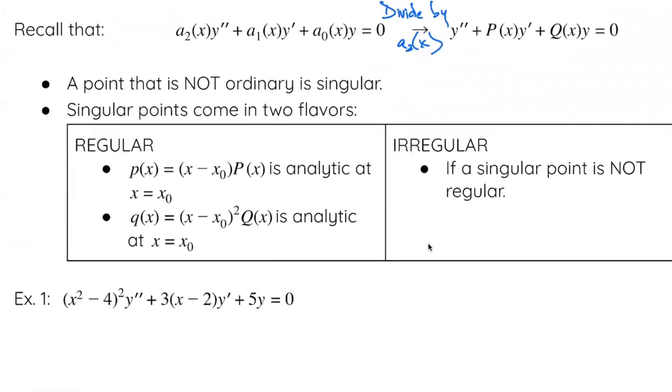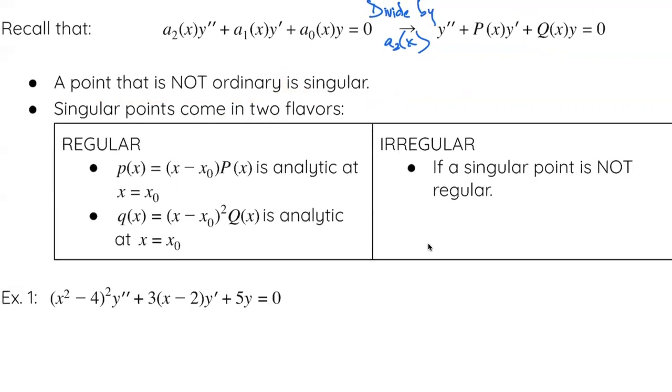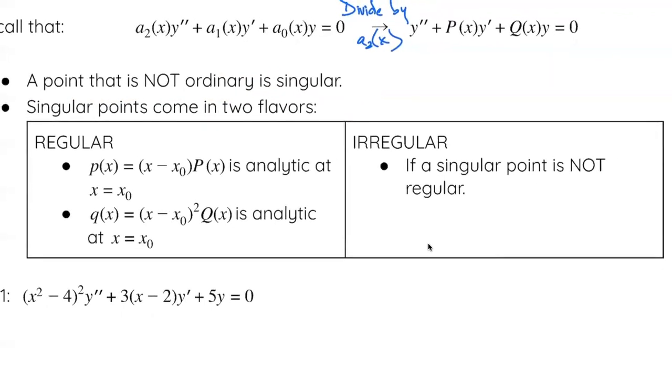Okay. So a few things about this. A point that is not ordinary is singular. Okay, a point that is not ordinary is singular. And we can classify singular points in actually two different flavors, okay, or two different types. So what flavors do they come in? Well, we can say that there are something called regular singular points. And then we can say that there's something called irregular singular points.